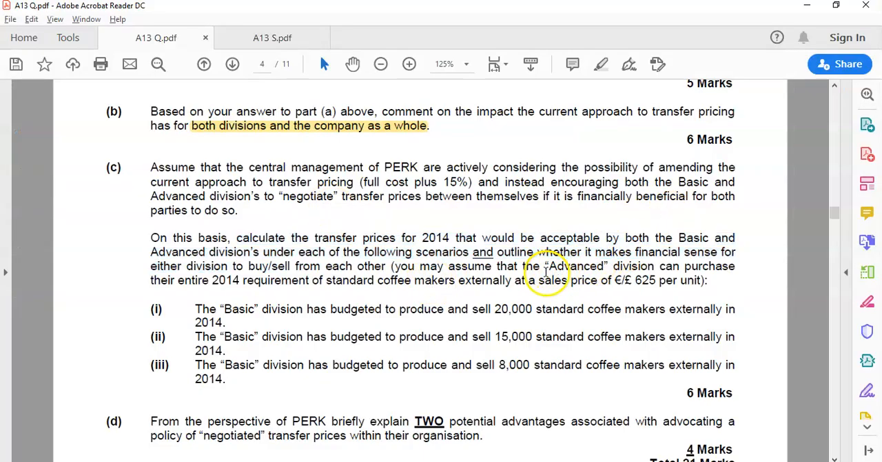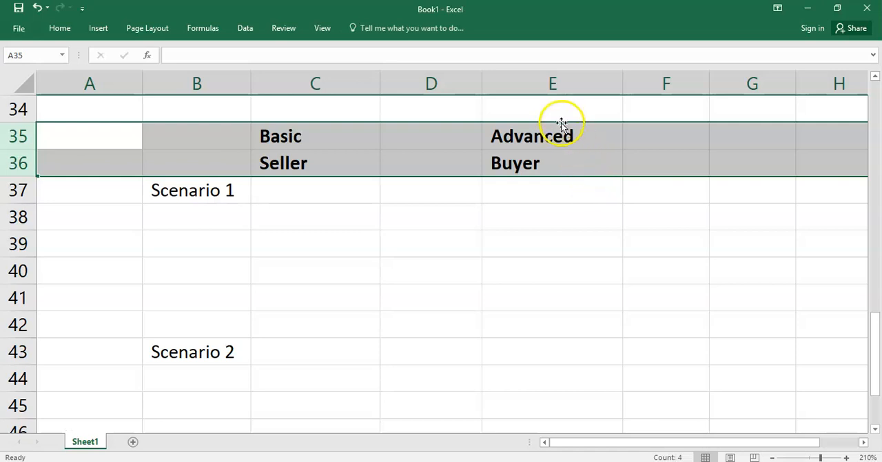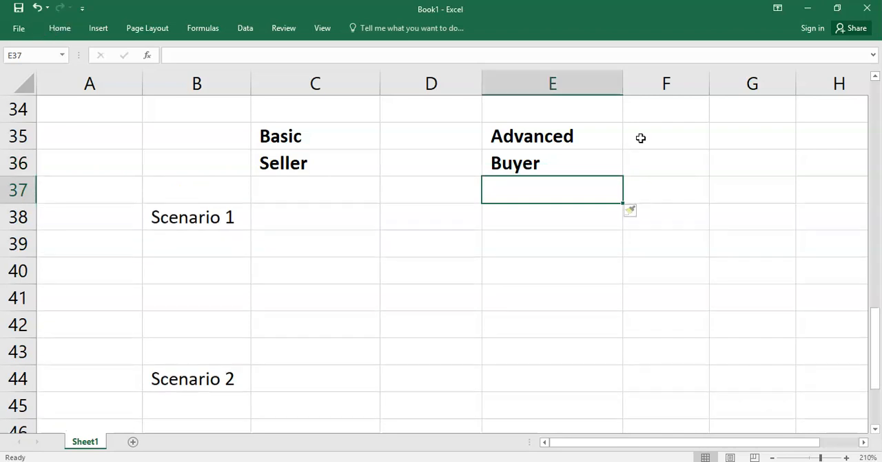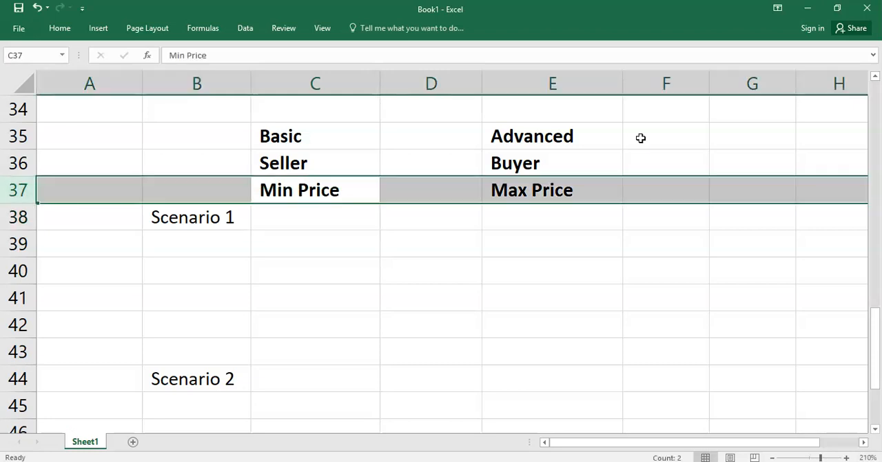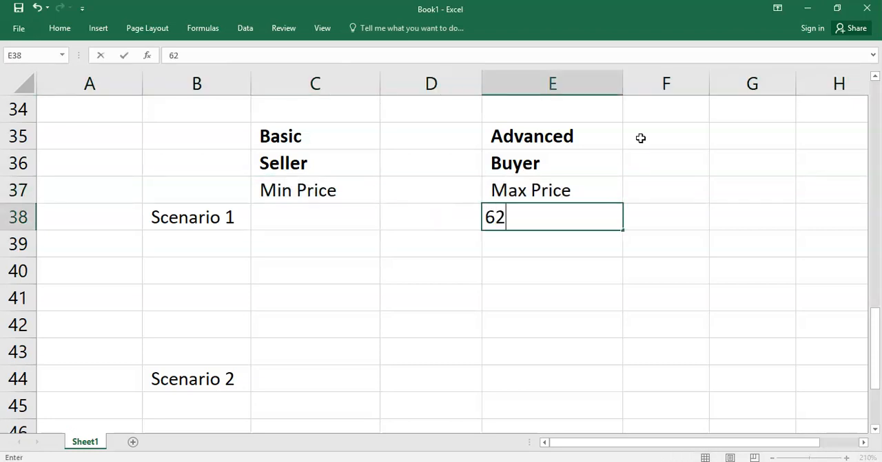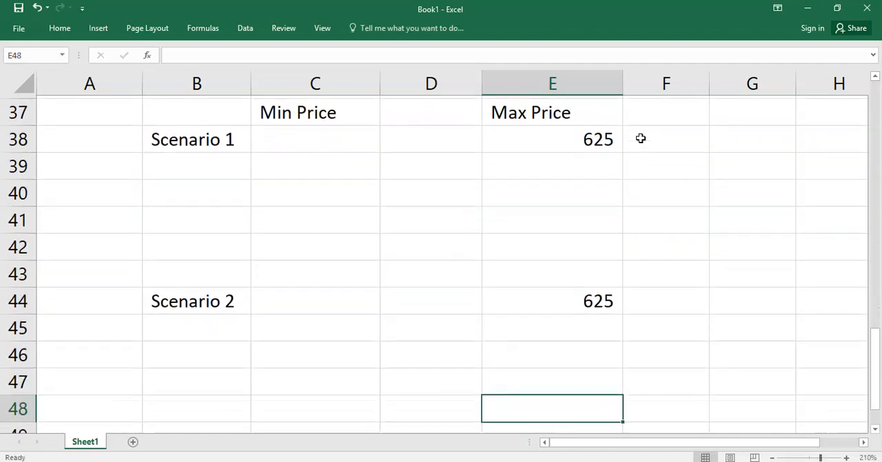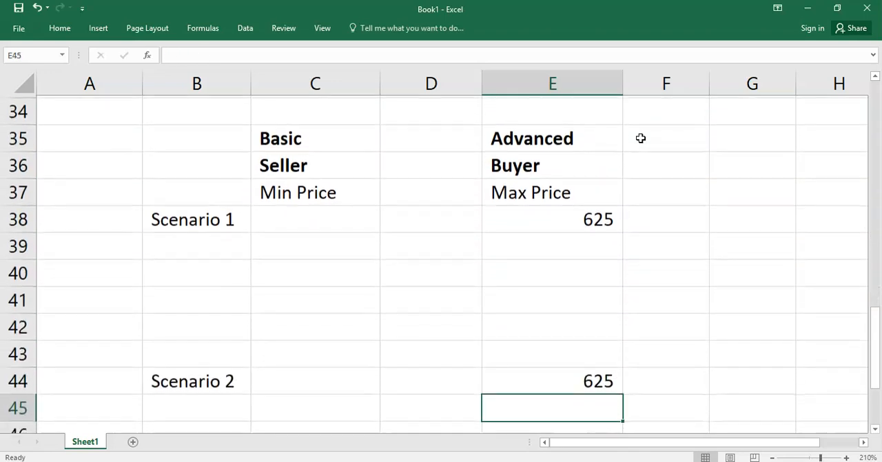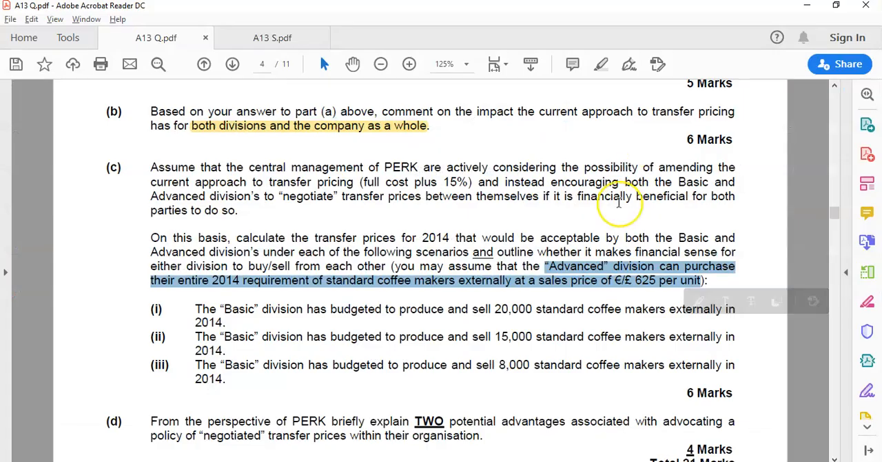What you know already from advanced's perspective is they can buy all of these units externally at 625. So that will set the max price. So for the advanced, you want the max price. For the seller, you want the minimum price. What's the minimum price acceptable? What's the maximum price? In all three scenarios, 625 will be what we call the ceiling, or the max on negotiations. There is no reason why advanced would buy at a higher price than 625 because it can buy those coffee makers externally at that price.